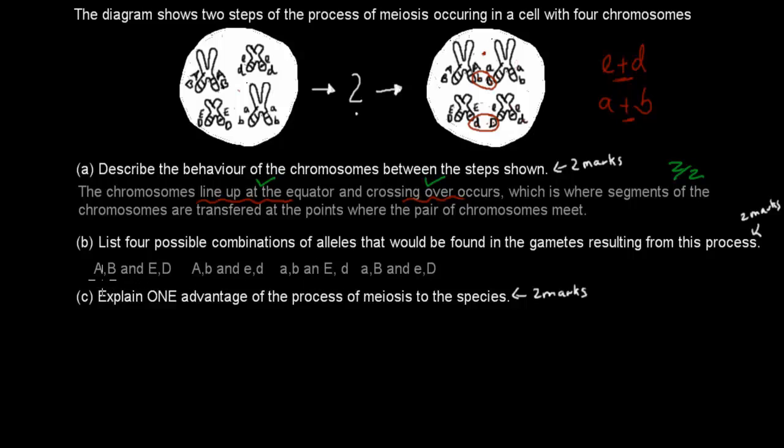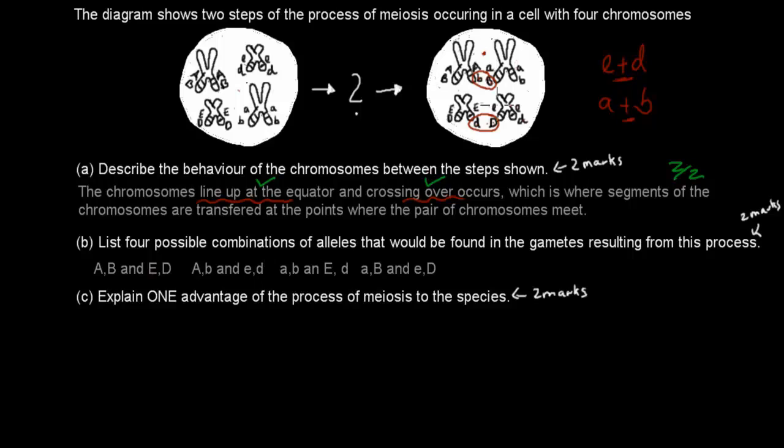So for example, it could get A and B. Let's say it could get this chromosome here in the gamete, and E and D in capital letters. So this one up there, and this one here. But it could also get A capital and b small, so that would be this one here, this chromosome.